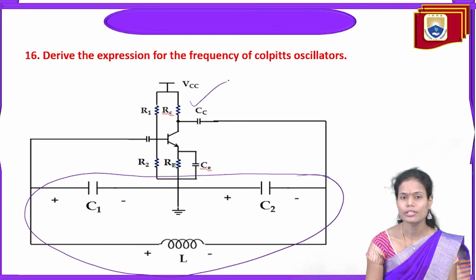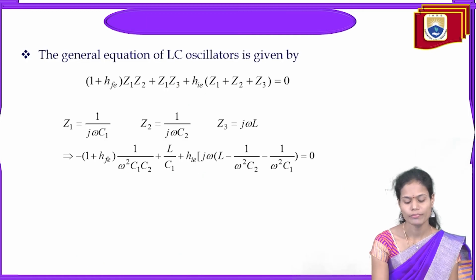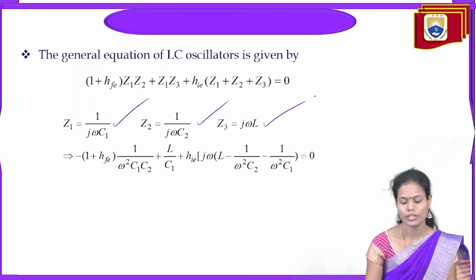Again, to find the frequency, first of all, we have to explain the operation of this one, each and every element, how they are working, and we have to take the equivalent circuit of this one. Then we have to go for the analysis. So while going for the analysis, we have to take the general equation of the LC oscillator, and in the impedances, we have to substitute these values. So after substituting the values, we are getting this much value.